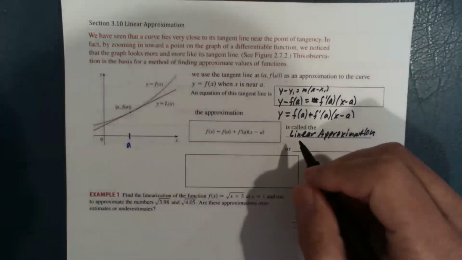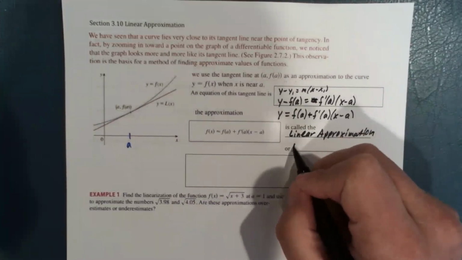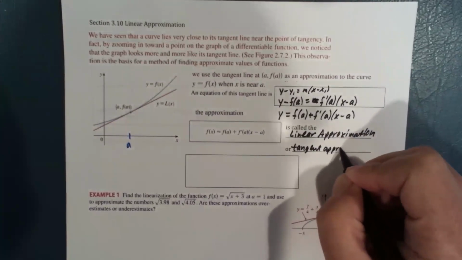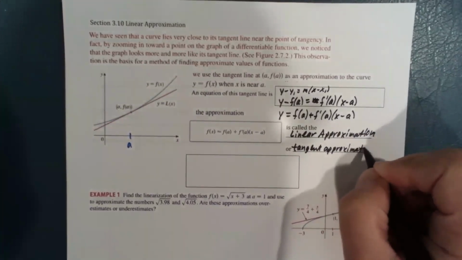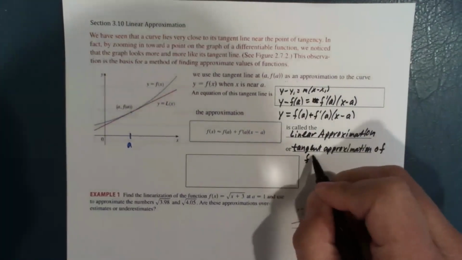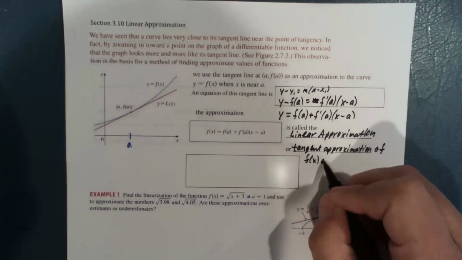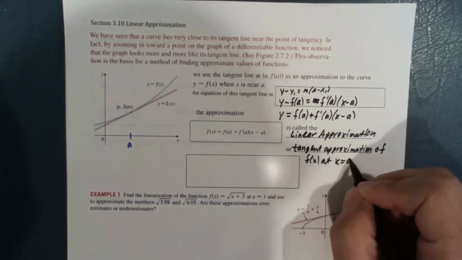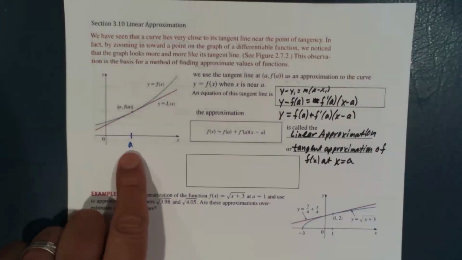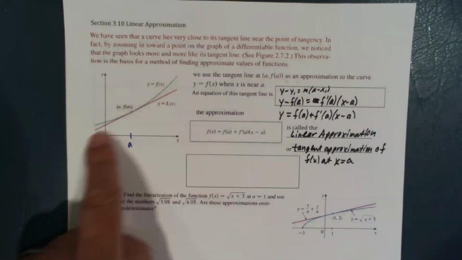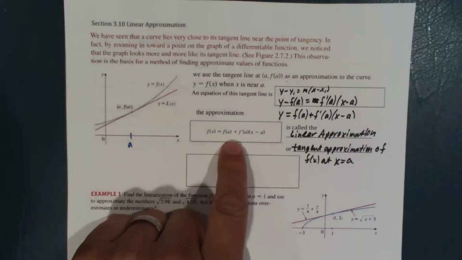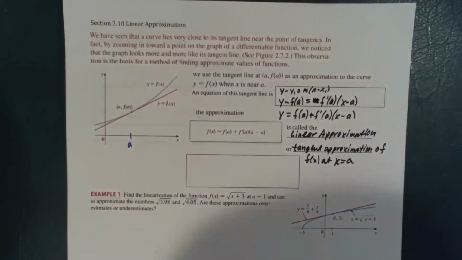It's also referred to as the tangent approximation of f of x at x equals a. In other words, as we're interested in what's happening at a here, we would rather use our linear approximation line if possible. And here's our actual formula. This is the tangent line, tangent approximation.